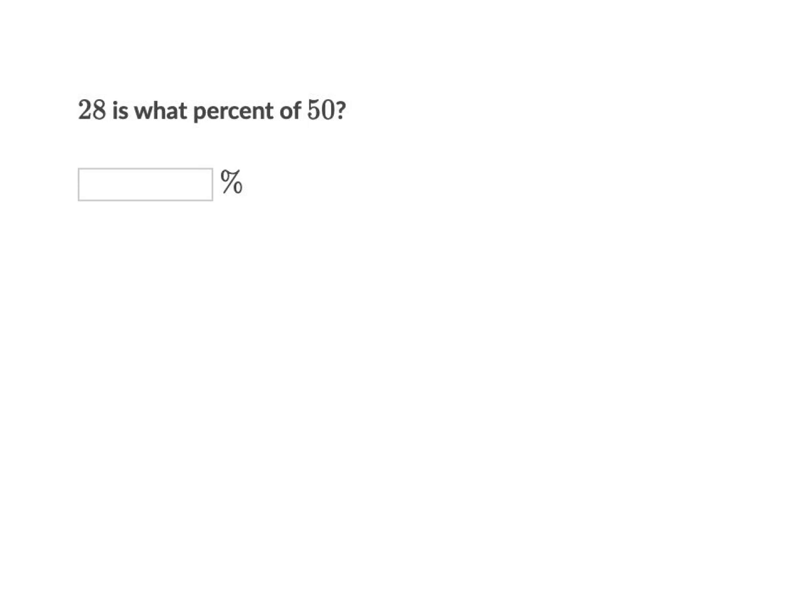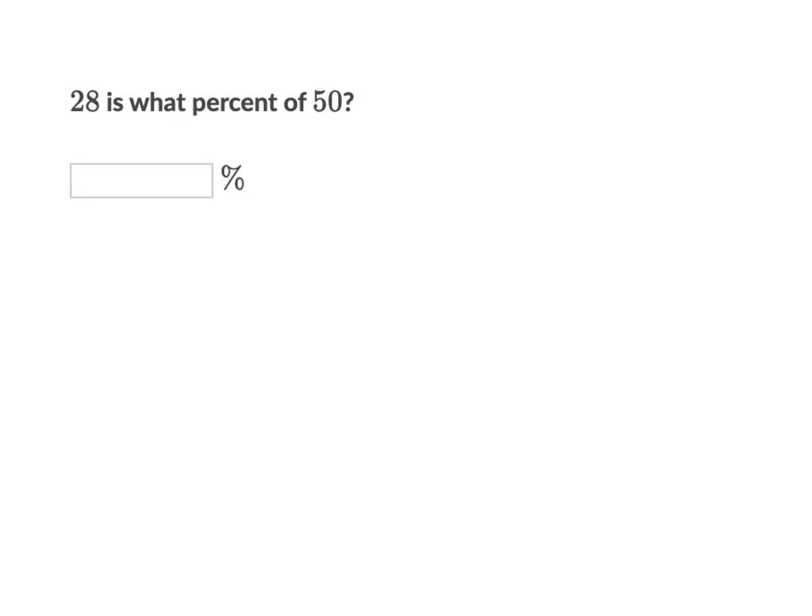This is a little bit different here. 28 is what percent of 50? This is division. You're taking a part of a whole, right? They want to know 28 is what percent of 50? So remember, you can always divide to turn that fraction into a decimal or a percent.